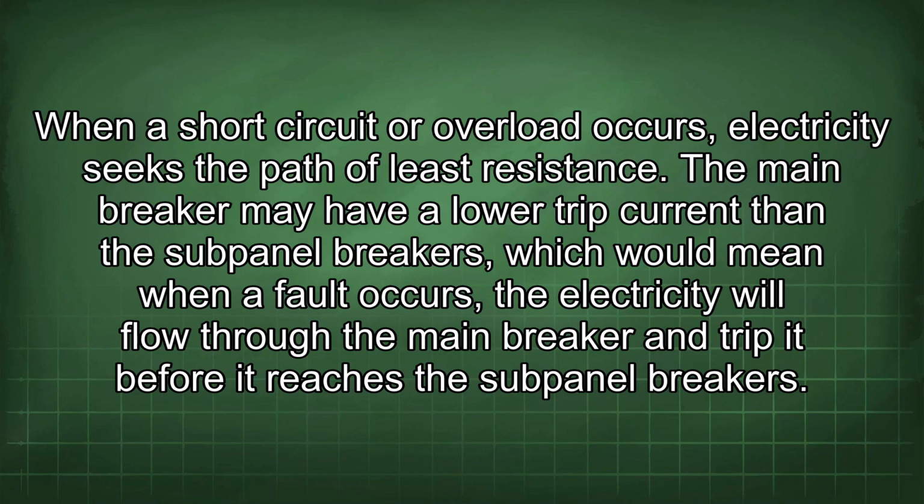When a short circuit or overload occurs, electricity seeks the path of least resistance. The main breaker may have a lower trip current than the subpanel breakers, which would mean when a fault occurs, the electricity will flow through the main breaker and trip it before it reaches the subpanel breakers.